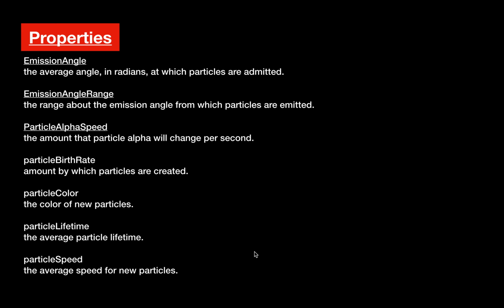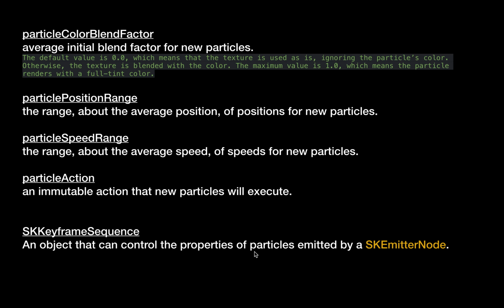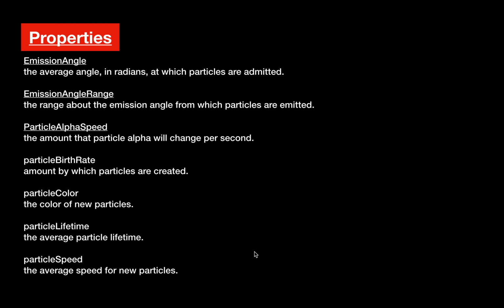There are various properties of SKEmitterNode: emission angle, emission angle range, particle alpha speed, particle birth rate, particle color, particle lifetime, particle speed, particle color blend factor, particle position range, particle speed range, particle action, and particle color sequence. So we will be discussing these one by one.